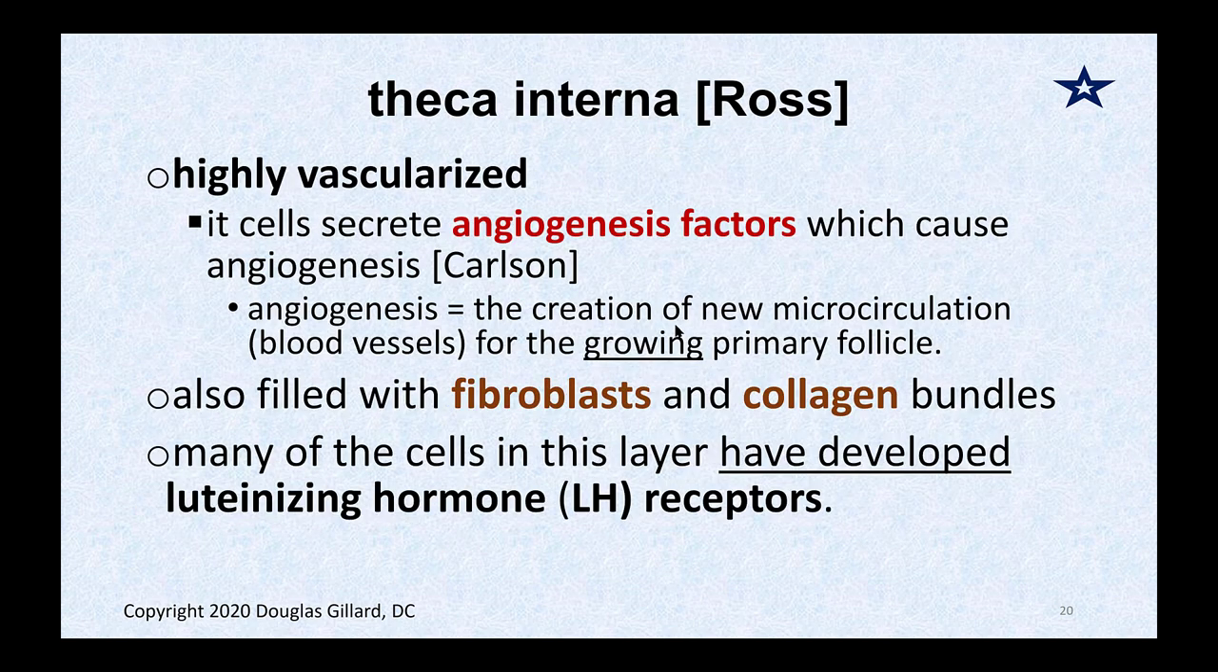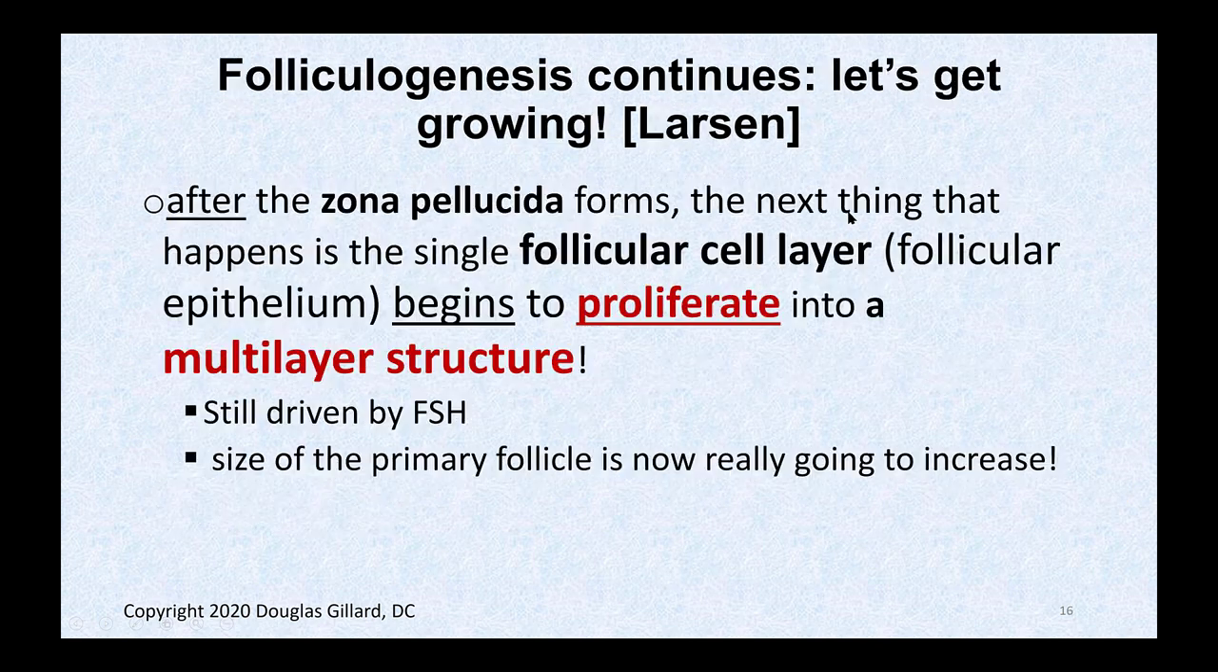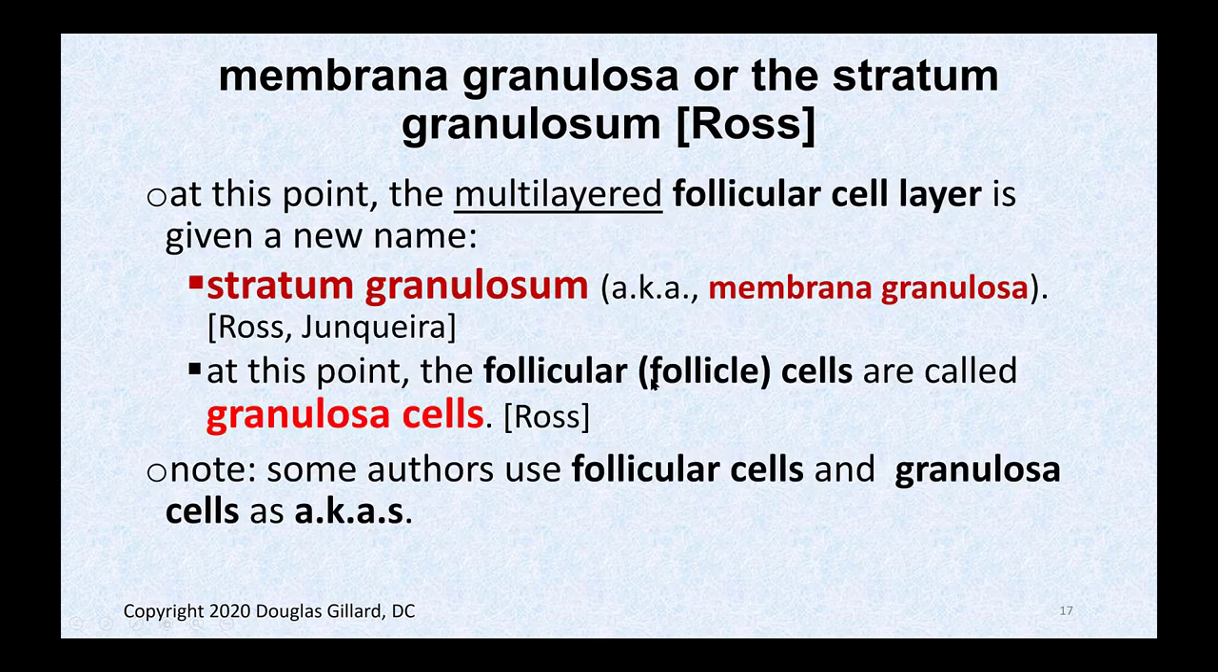Well, that's kind of jumping ahead too far. But you can see that single layer of cells is now multiple here in this picture. So remember, we had a single layer of cells. Now we don't. Okay, so we have a multi-layer structure now. And great. So, membrana granulosa or stratum granulosum. At this point, because those follicle cells are no longer a single layer, it's a massive multiple layer structure, we have to give it a new name.